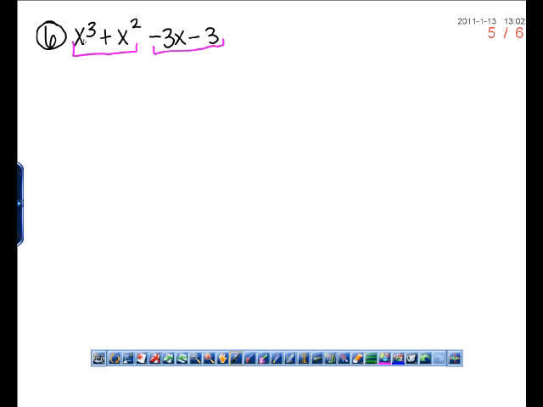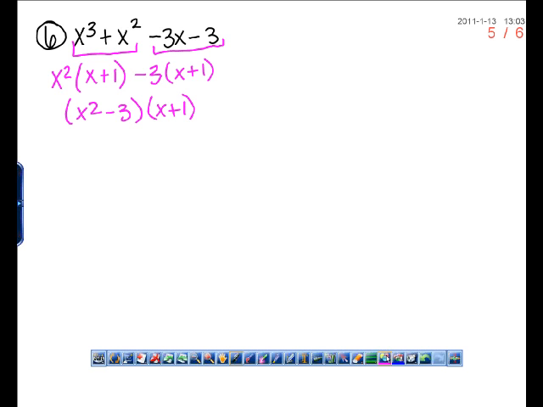What are we going to pull out of the first 2 terms? What's going to be left? And out of the next ones? So this is where we would have stopped previously, but this is not factored completely. We still have an x squared term. Okay?